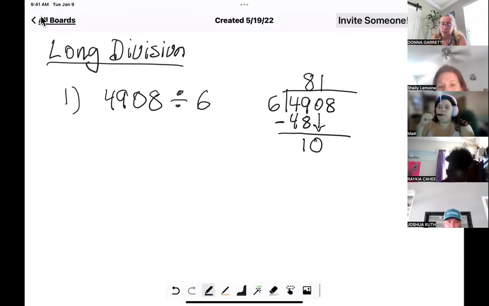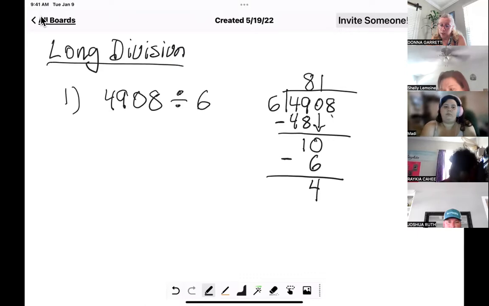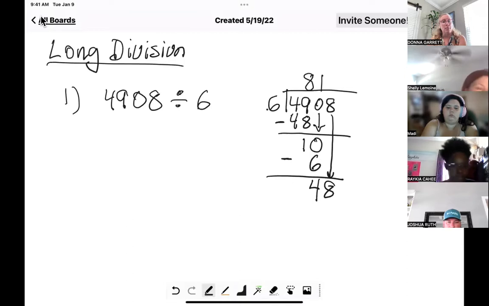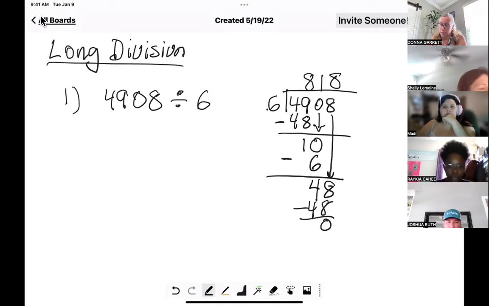Now I multiply. 1 times 6 is 6. I need to know how many are left over. So I'm going to subtract. 10 minus 6 is 4. And now last one, I'm going to bring down that 8. My last number. So I know this is my last dividing. How many 6s are in 48? Well, 8 times 6 is 48. And I subtract and 0.